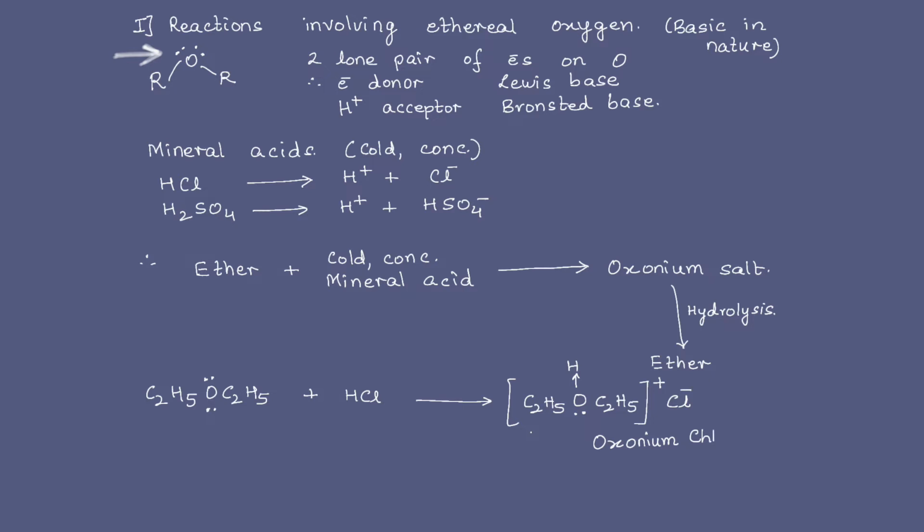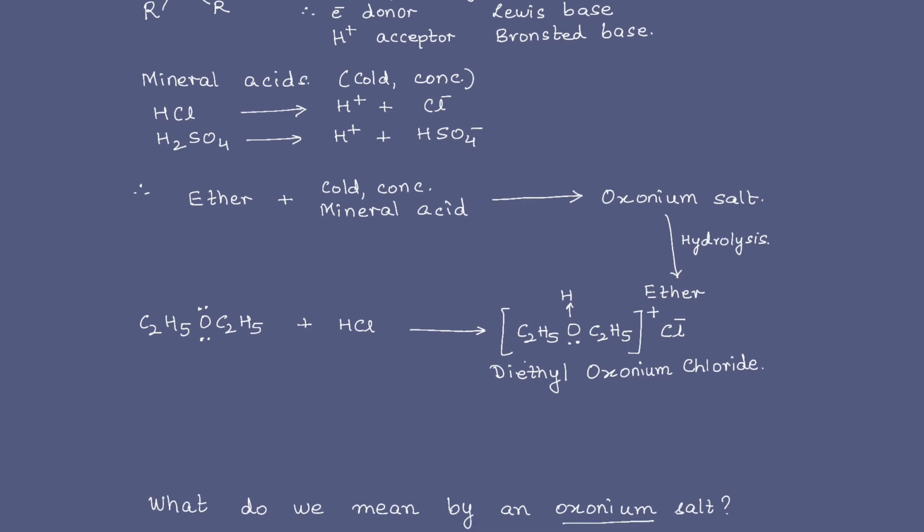The ion in that salt is chloride, and there are two ethyl groups in this. So what do I call it? Diethyl oxonium chloride. And interestingly, on heating, it will give us the ether by hydrolysis. On heating, it actually gives us the alcohol. So on hydrolysis, it gives us the ether back.